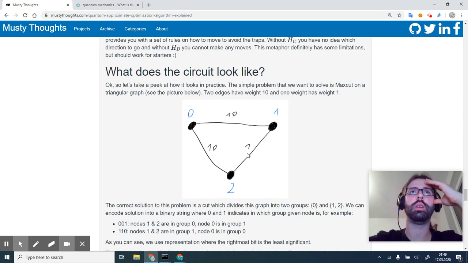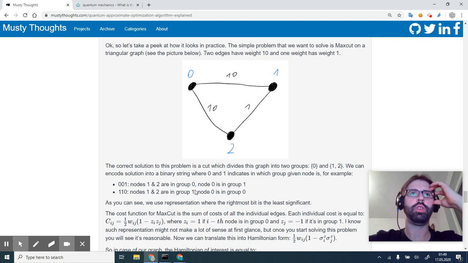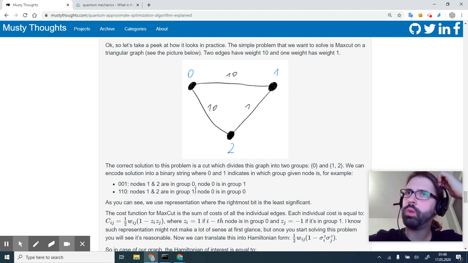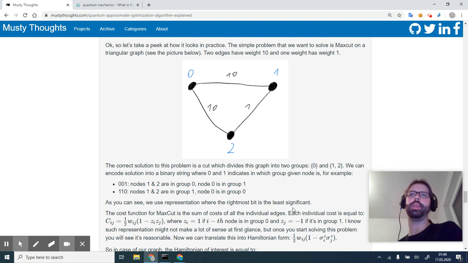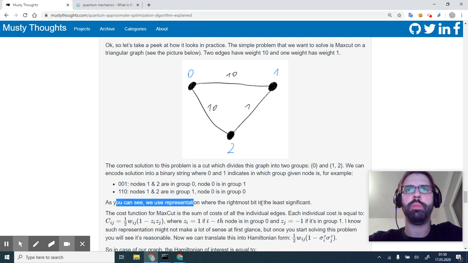What does the circuit look like? So let's take a peek at how it looks in practice. A simple problem that we're going to solve is the max cut on a triangular graph. The edges have weights 10, 10, and 1. The correct solution for this problem is the cut which divides this graph into two groups, 0 and 1. We can encode the solution into a binary string where 0 and 1 indicate in which group a given node is. For example, 001: nodes 1 and 2 are in group 0, node 0 is in group 1. As you can see, we use representations where the rightmost bit is the least significant.